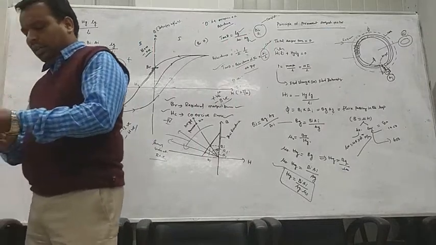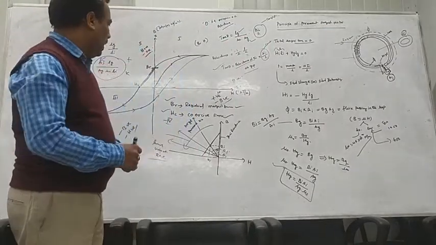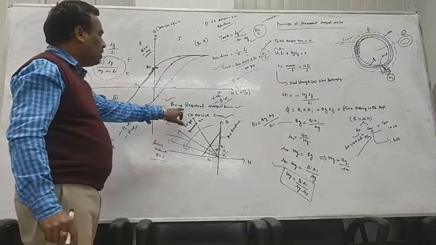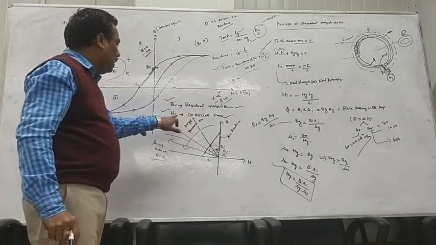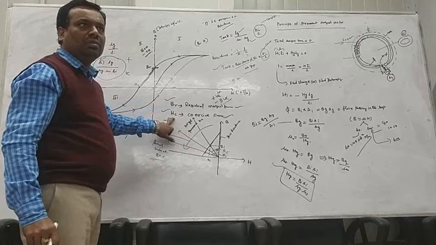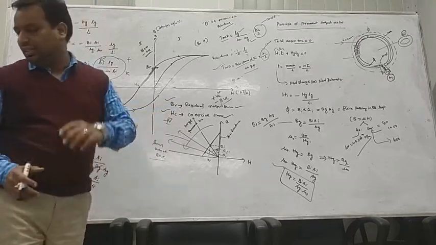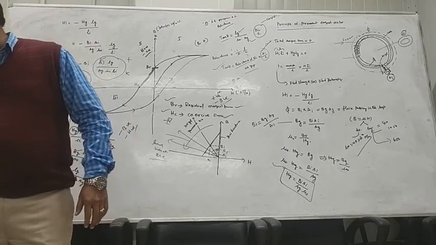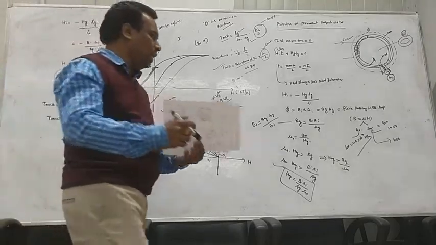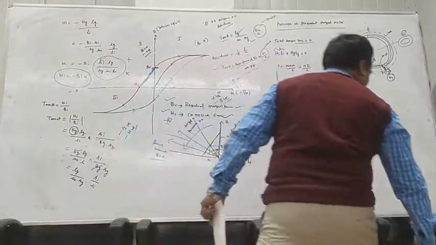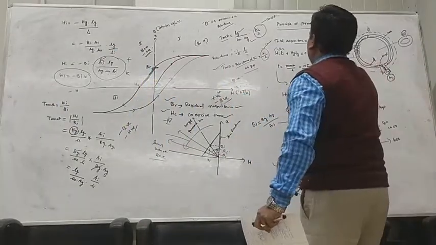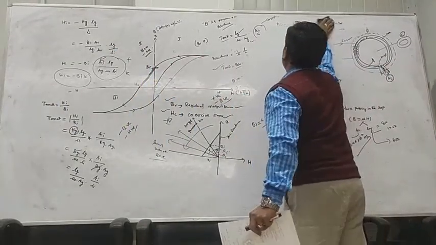And now, as I already explained, based on the residual magnetism and coercive force, there are different types of permanent magnets. So let's discuss the different types of permanent magnetic materials.